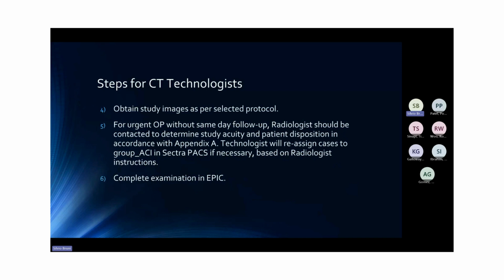Once the examination is obtained on the scanner, same as the current workflow for urgent outpatient cases without same-day follow-up, ACI RAD should be contacted to determine the acuity of that case, and depending on that, either they'll be left as a B, which will be the majority of cases, or rarely, when there is an acute finding, the case will be reassigned to ACI, and then the ACI RAD will subsequently give the report and instructions on where the patient should go, and then the exam is completed.